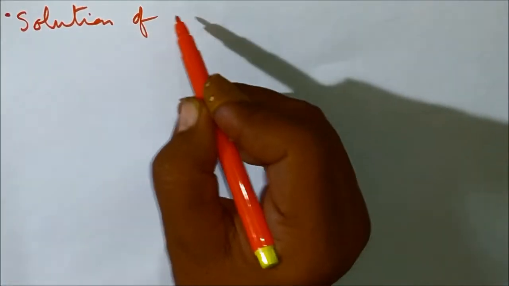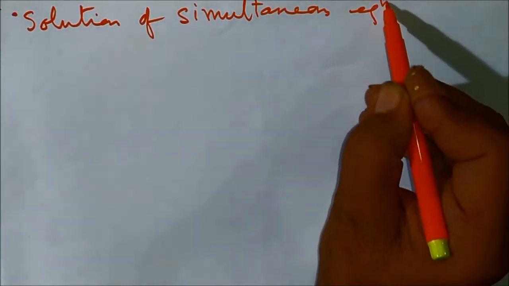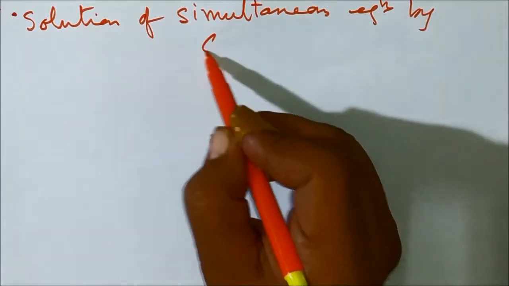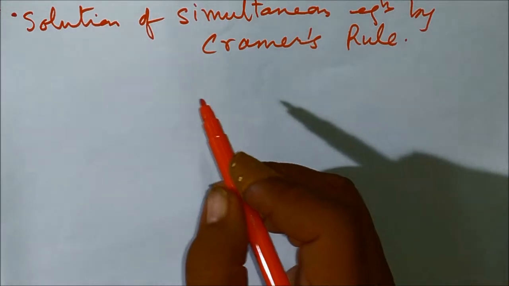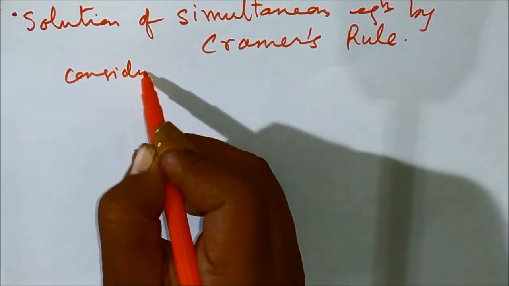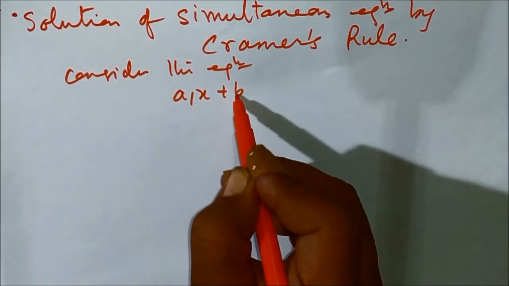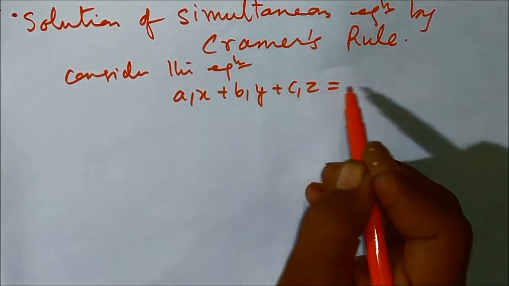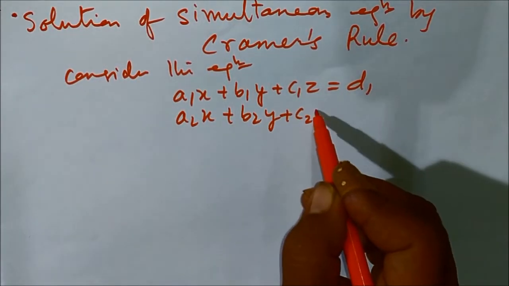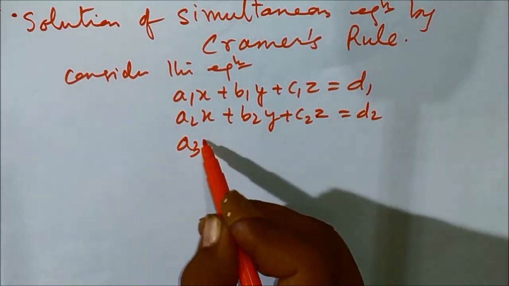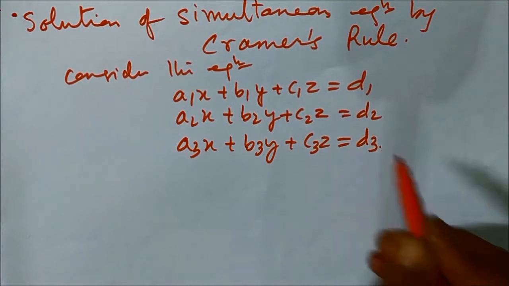Solution of simultaneous equations by Cramer's rule. Consider the equations a1x + b1y + c1z = d1, a2x + b2y + c2z = d2, and a3x + b3y + c3z = d3.